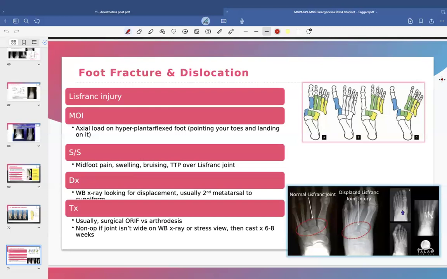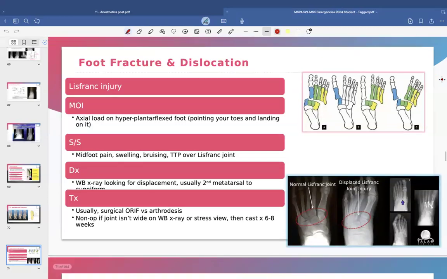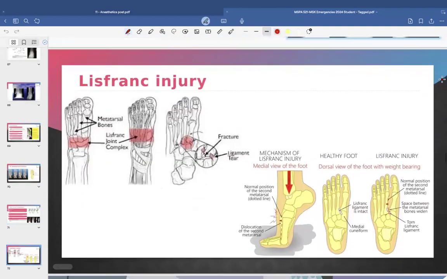But you want to make sure you are getting weight bearing x-rays to make sure that there isn't any displacement of those. It's usually going to be at that second metatarsal that you are going to see the displacement. With those, you would do an ORIF or fusion. If it isn't displaced, then you don't need to, you can just not weight bear.